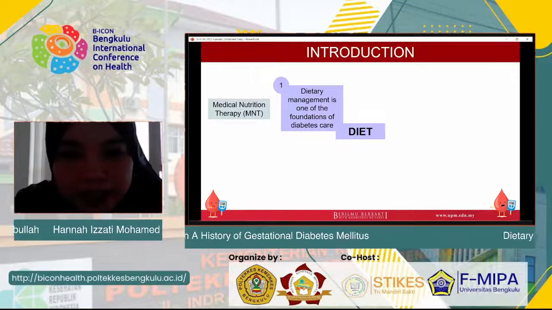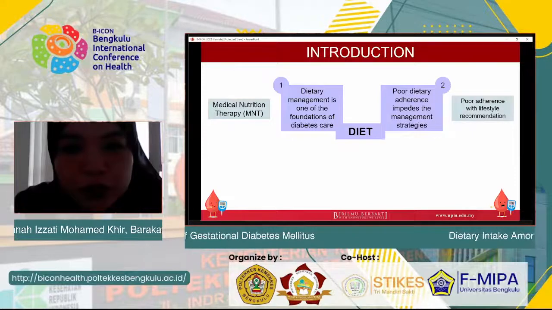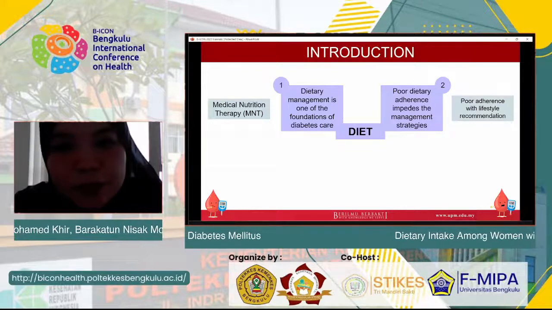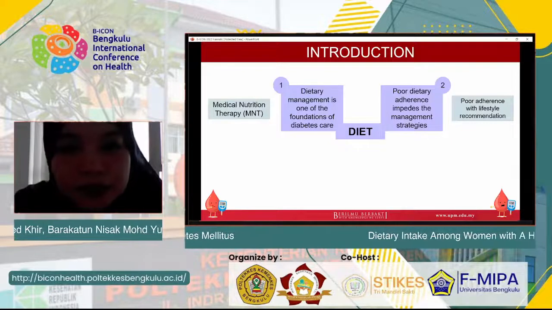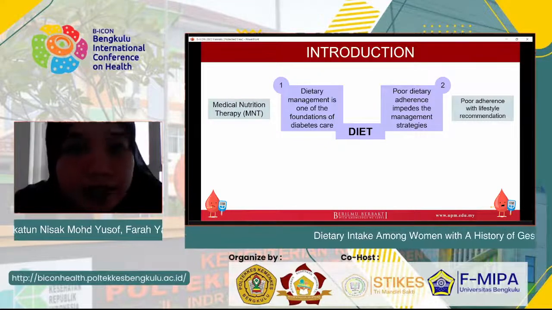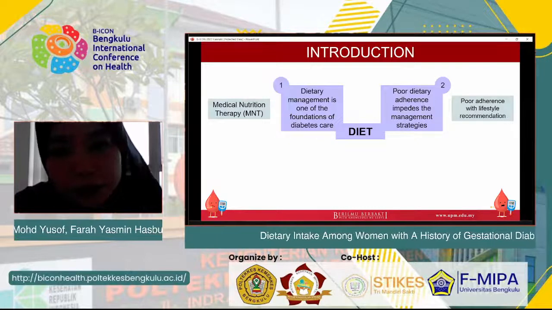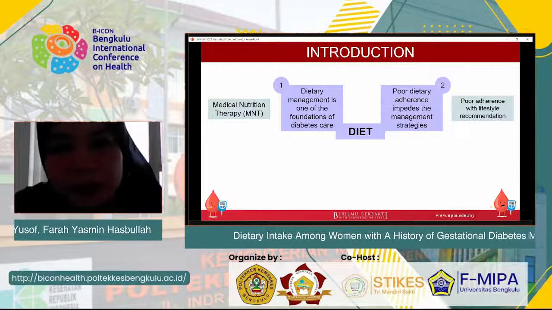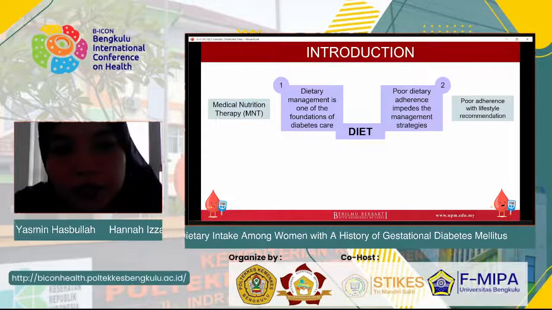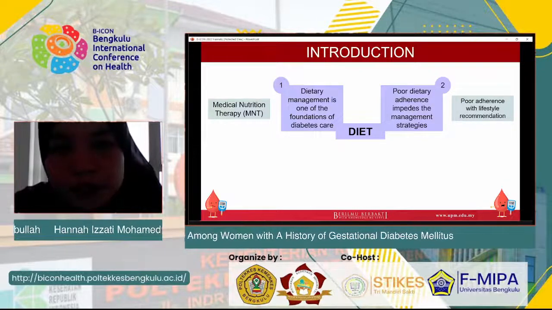Diet or food, which is very much close to us, plays a very important role and is one of the cornerstones or foundations of diabetes care and management, in which MNT, or medical nutrition therapy, is the principal intervention component, with the objective to keep blood glucose levels within the normal range by standardizing dietary management, while also taking into account the importance of an individualized nutrition approach, and to provide recommendations based on evidence-based medicine. However, poor dietary management often impedes the management strategies, for instance, due to poor adherence with lifestyle recommendations and also dietary modifications.